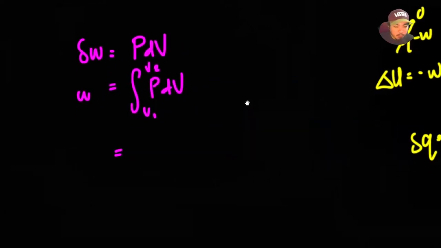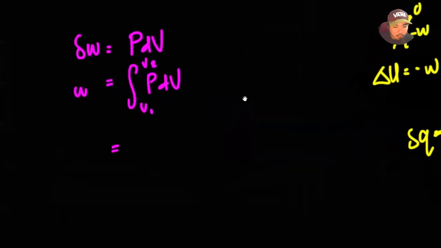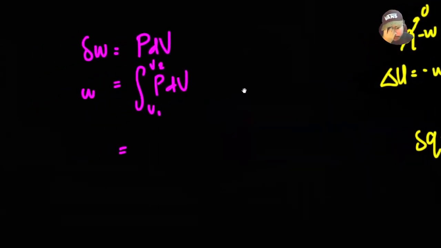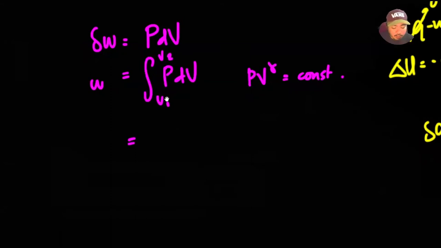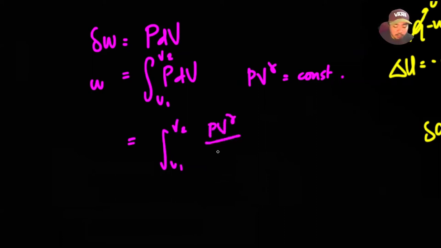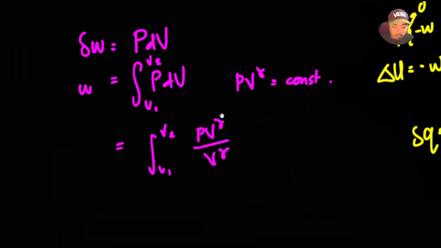Okay? So we already said that for adiabatic systems, PV gamma is a constant, no? Tama? This is a constant. So we can actually say na if we multiply V gamma on the numerator and the denominator, then we get integral V1 to V2 of P V gamma over V gamma. Tama, no? And ito, replace natin with the constant, kasi, di ba, constant to.